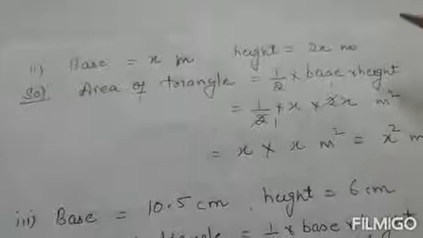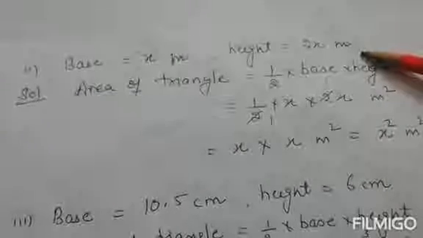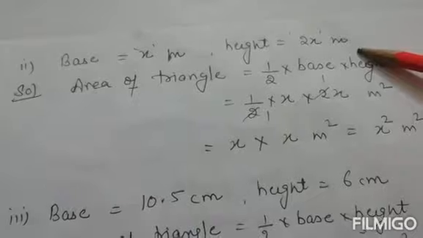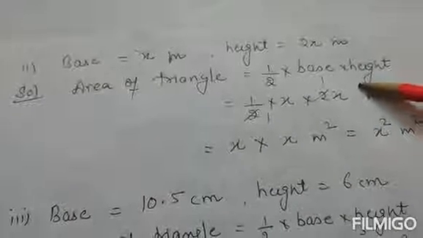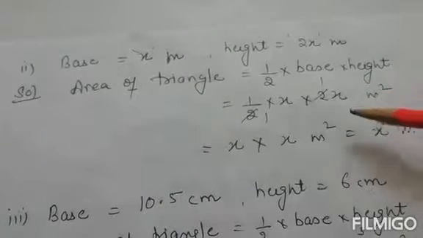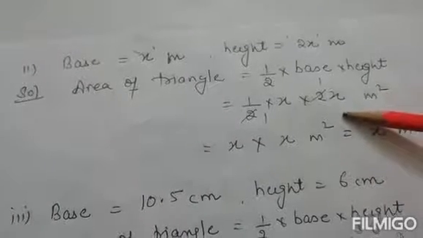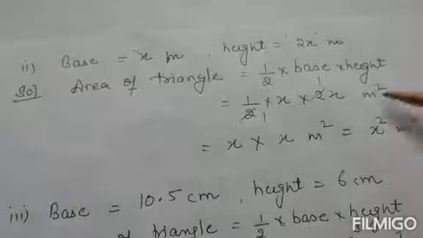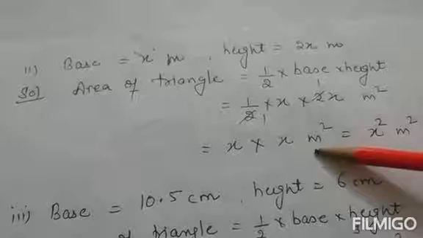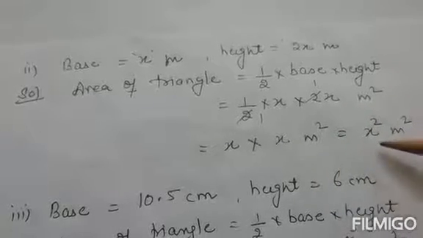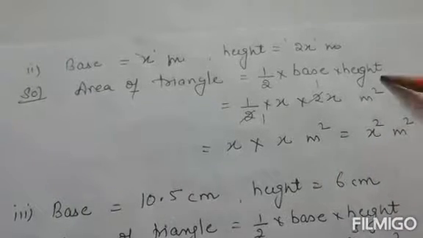Second part of the same question. Base is equal to x meter, height equals 2x meter. So area of triangle equals half multiplied by base multiplied by height, equals half multiplied by x multiplied by 2x meter square. Simplify up and down. You will get x multiplied by x equals x square meter square as the area of this triangle.